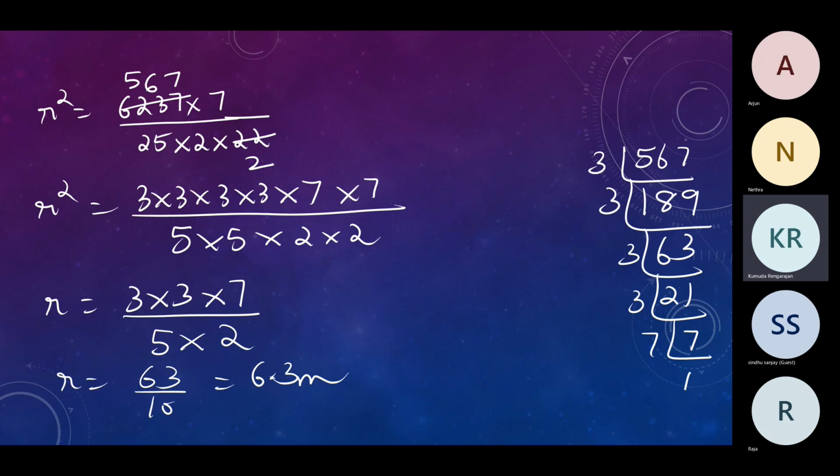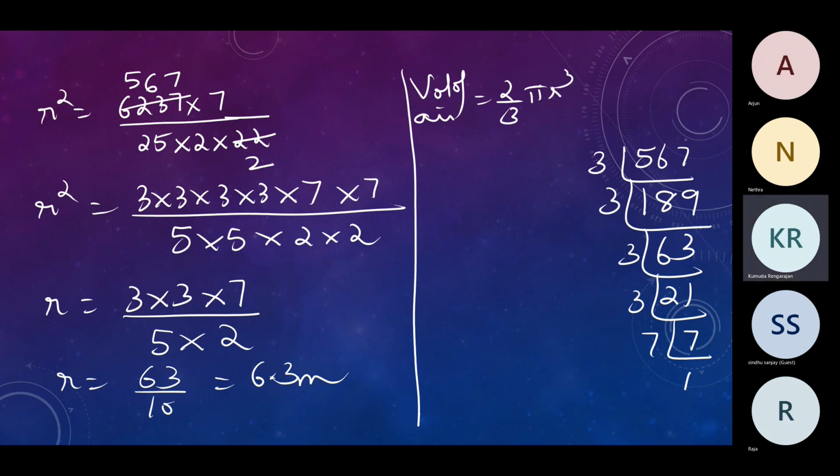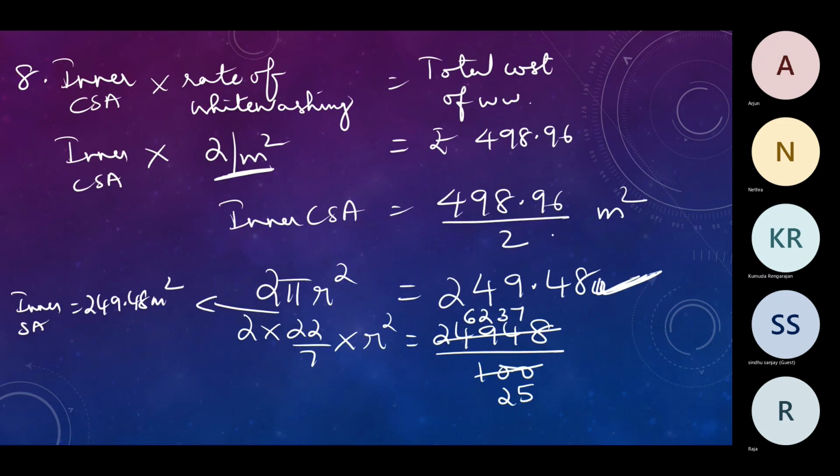Now you'll have to find the volume. That you can do by yourself. Volume of the air in the dome is equal to 2 by 3 pi r cubed. Substitute the value of r and find the volume. The answer will be in meter cube. Take down, children.